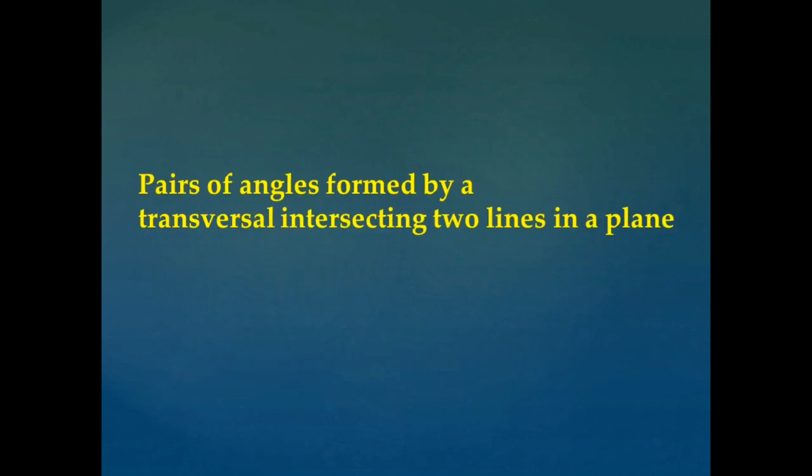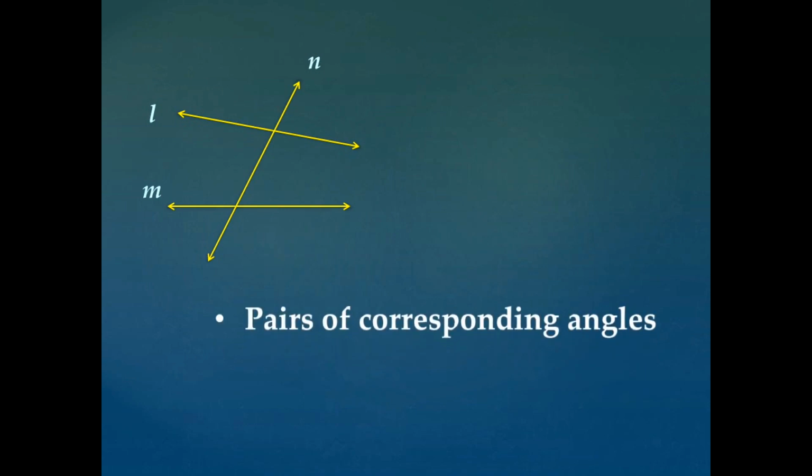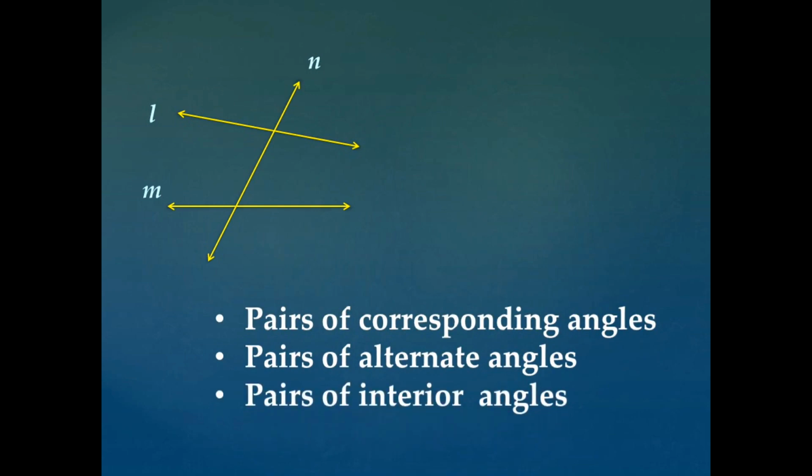Now let us learn a new concept, that is, pairs of angles formed by a transversal intersecting two lines in a plane. For that, let us consider two lines in a plane, line L and line M, and line N intersects these two lines at different points. Then at each point, four angles are formed. Now we can make pairs of those angles. The first is pairs of corresponding angles, second is pairs of alternate angles, and third is pairs of interior angles.